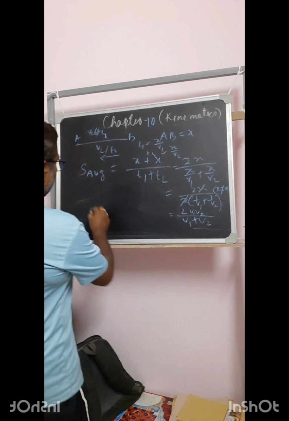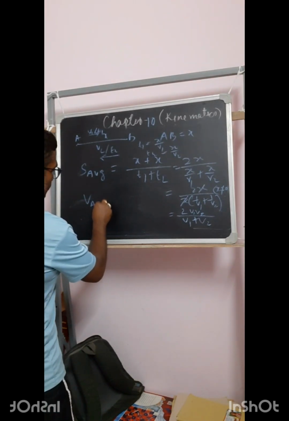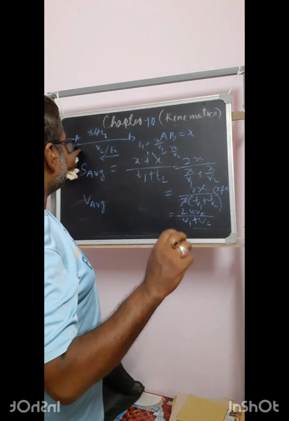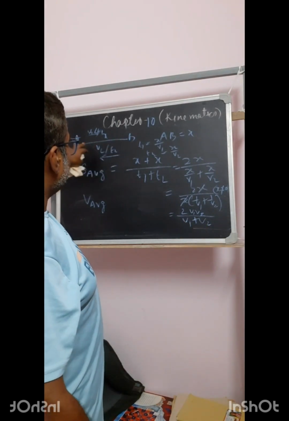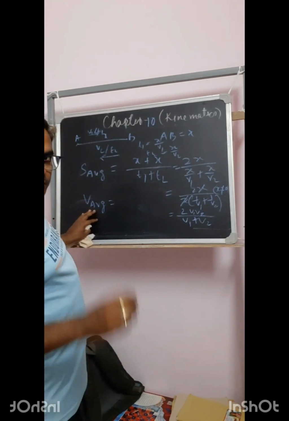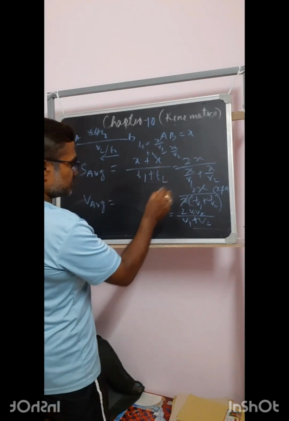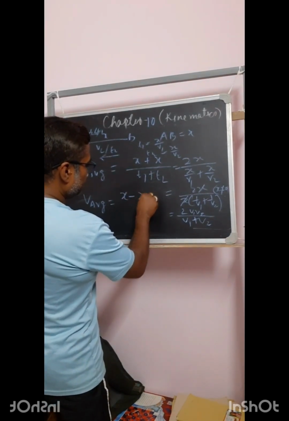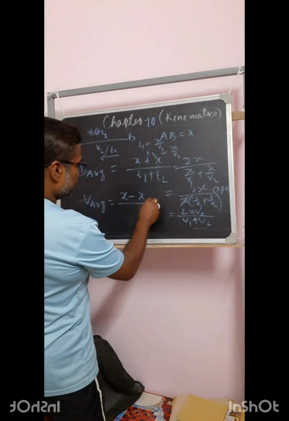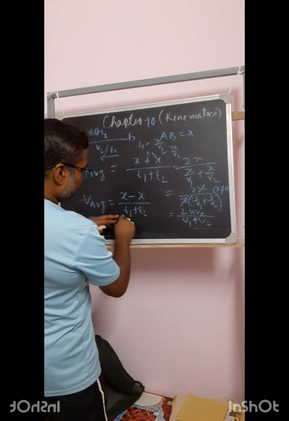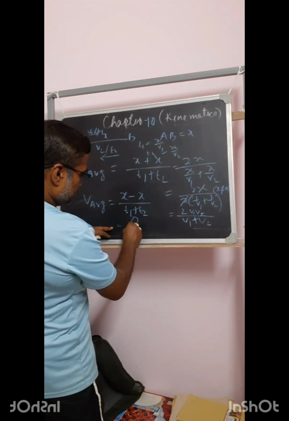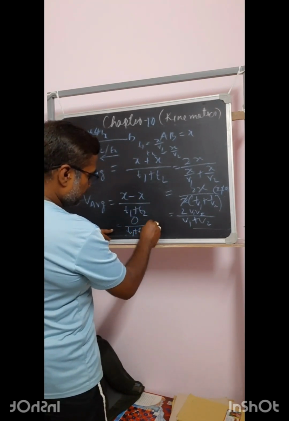Because if I consider the overall journey of the person or particle, going from A to B and then again from B to A, in this case, if I want to consider the v average, that means average velocity, I have to consider the total displacement. So in that case, the total displacement will be x, and while returning, it is changing the direction, so x minus x will come, and the total time will be t1 plus t2. Whatever be the value of t1 and t2, the top one is 0, and that divided by t1 plus t2 will be 0.